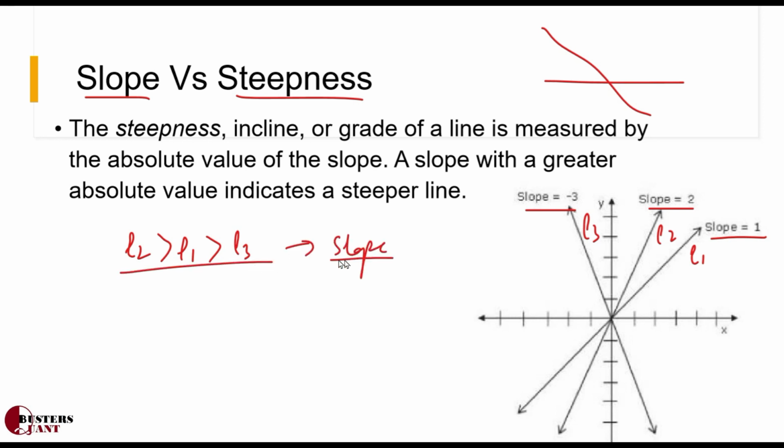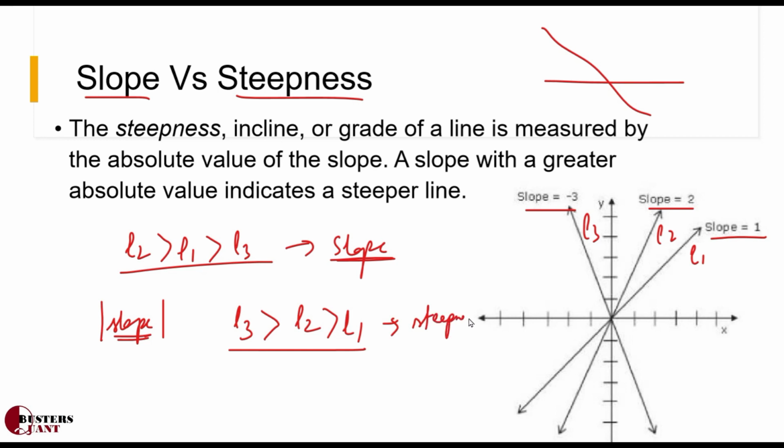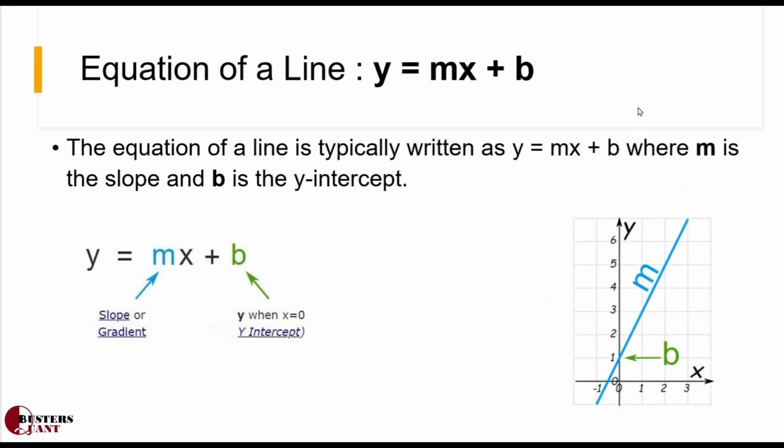But if I want to calculate the steepness, it is actually the modulus of slope. It does not take care of the direction, whether it is positive or negative. In that case, the steepness of L3 is greatest, then L2, then L1. This is for steepness. We should keep this in mind. This is very important. There is a difference between slope and steepness. Equation of the line. The equation of the line can be represented in this form: y equal to mx plus b.